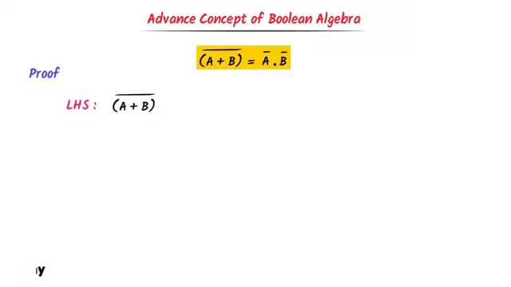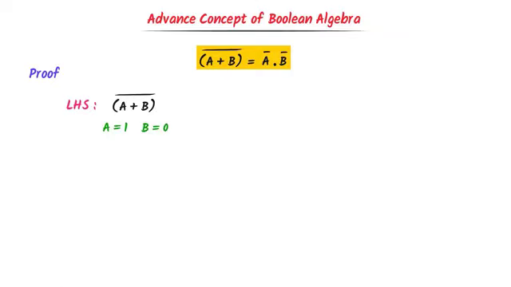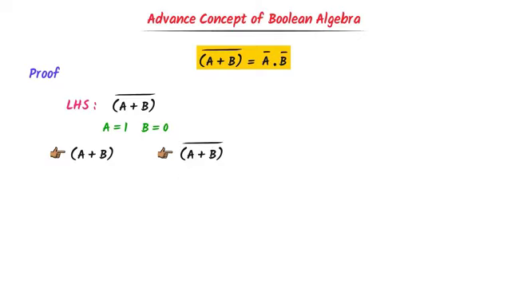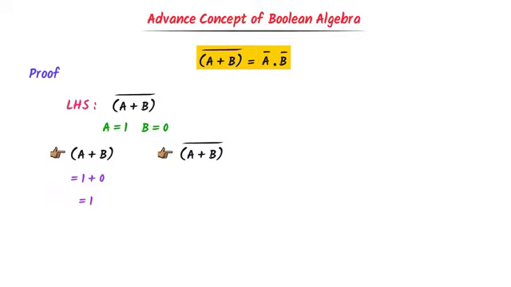Now consider values of a and b. Let a equals 1 and b equals 0. Because here we can use only these two digits. I will solve this question in two steps. In the first step, I will find a plus b. In the second step, I will find inverse of a plus b. Now in the first step, a plus b is, the value of a is 1 and that of b is 0. 1 plus 0. I get 1. Hence the value of a plus b is equal to 1.